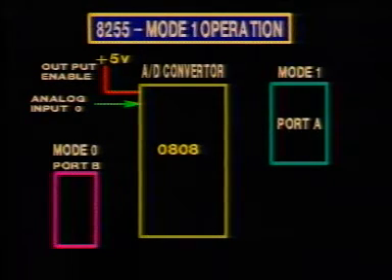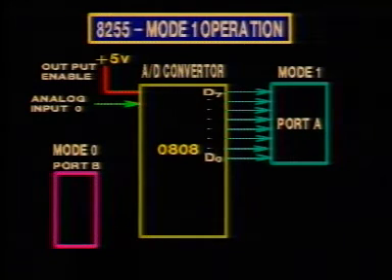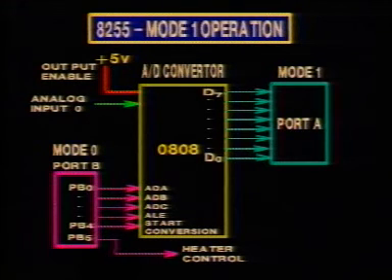In this application, port A is operated in mode 1 and port B is operated in mode 0. Port A is used to read data from the A to D converter. Port B is used to address the channels in the A to D converter and to start the conversion. The 0808 can take in 8 analog channels. To select any one of them, the device needs a 3-bit address. For example, to select channel 0, the address is 000.